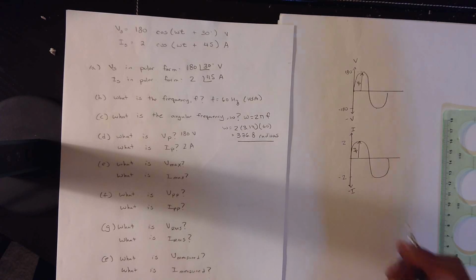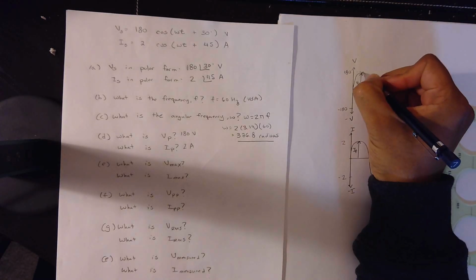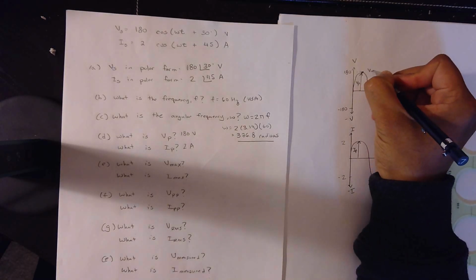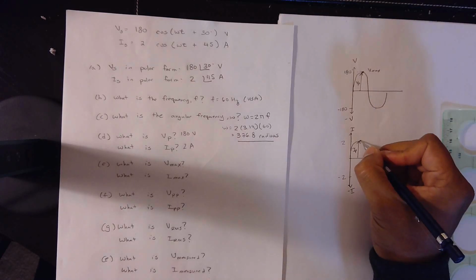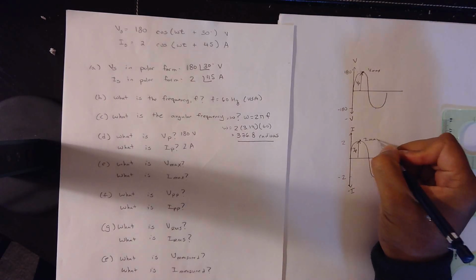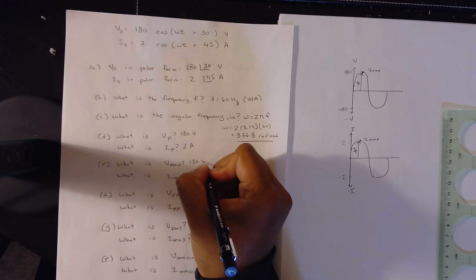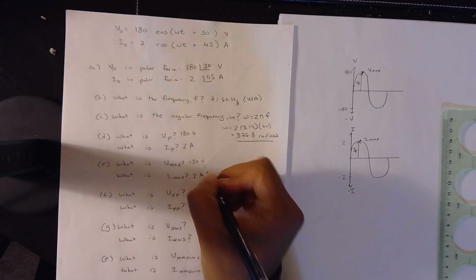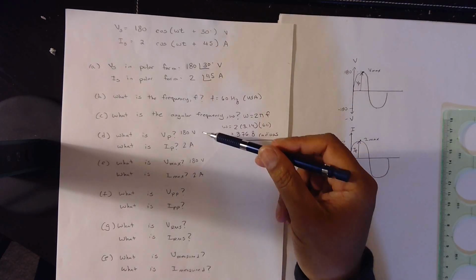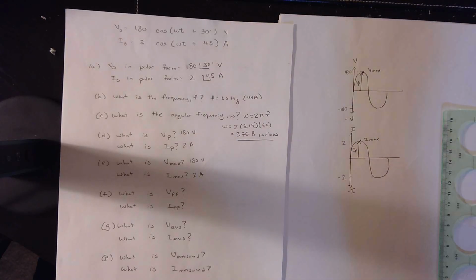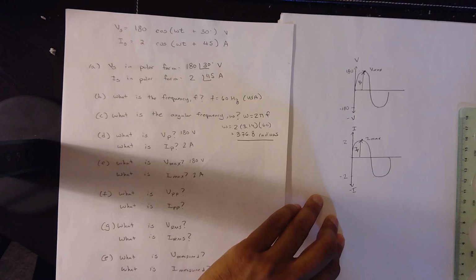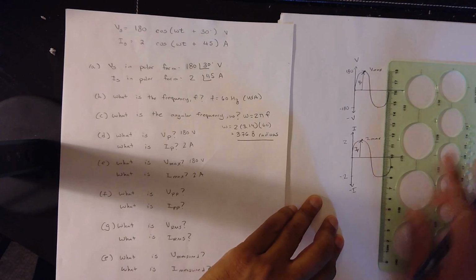What is our max? Our max is our maximum value, V max. Our I max is our maximum value, I max, which is 180 volts and 2 amps. So our peak and our max are the same. Okay, what is peak to peak? Let's study what's peak to peak.